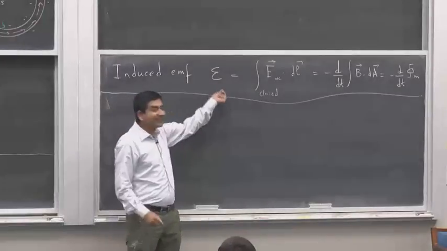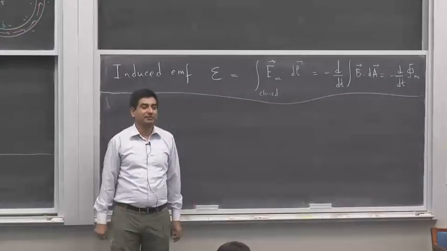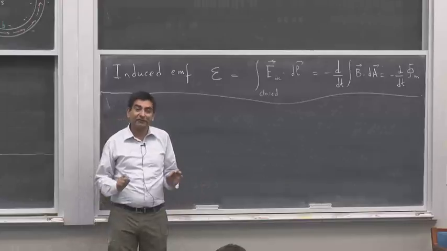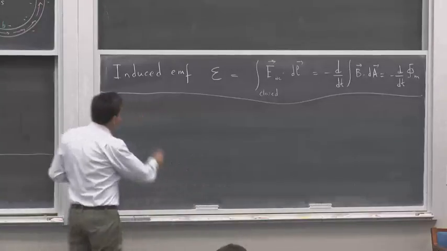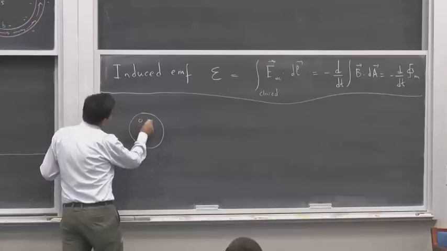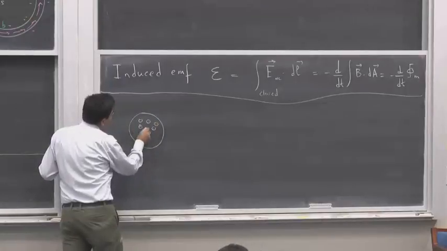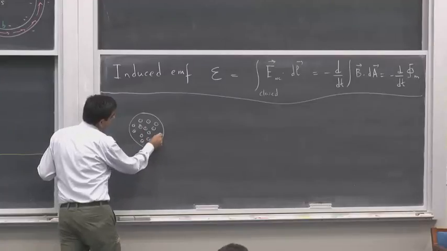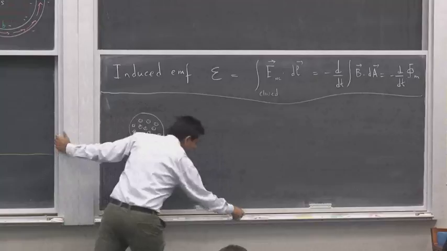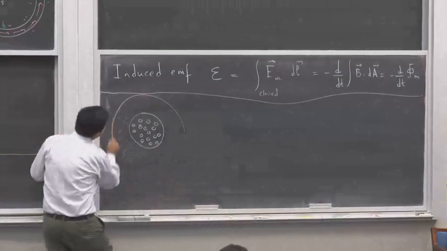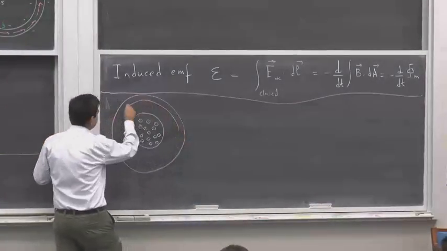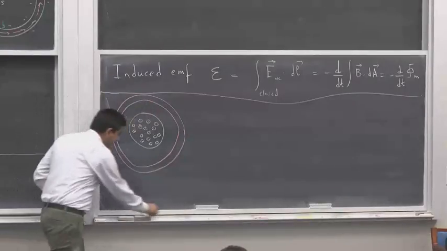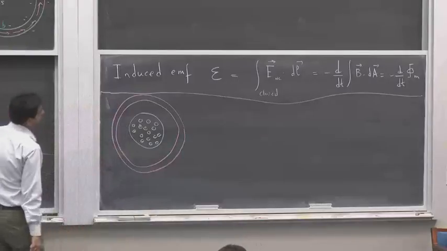Because this is just acting like another EMF, although it's not due to charges. So if current can flow, it will flow. So if I have a situation like this in which there is a field that is pointing out, and that field is increasing with time, and outside this region I have a ring, a metallic ring, the field is pointing out and it's increasing with time. So I have the same situation as I've drawn over there.